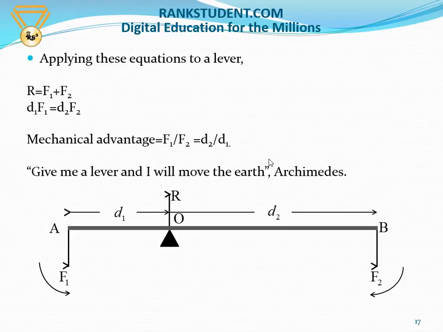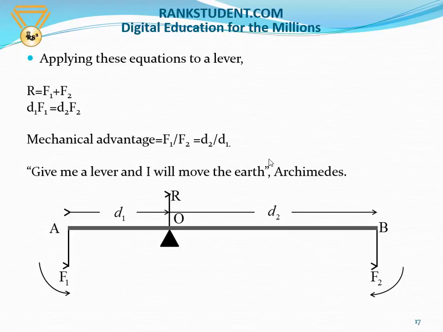Applying these equations to a lever, for instance, a seesaw, which we're all familiar with as children, where two children sit on it, one on either side, not at equal distances from the point of support. One is at a distance d1 from the support, and the other one is at a distance d2 from the support. By equilibrium, R equals F1 plus F2. And taking moments, d1 F1 equals d2 F2.